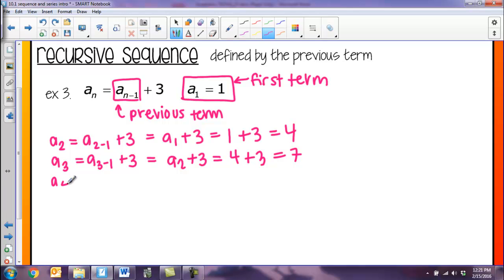Okay, and so a sub 4, I'm going to skip a couple steps. I'm going to say I know a sub 4 should be the term before it plus 3. And so I know the term before it was 7 plus 3. And so you can see every time there's that pattern that's going on.